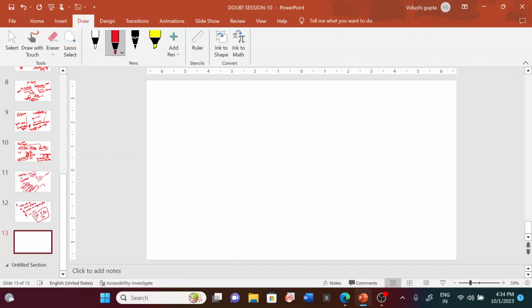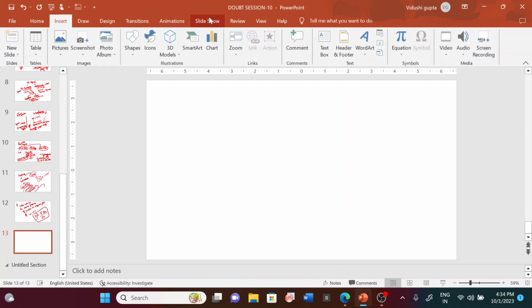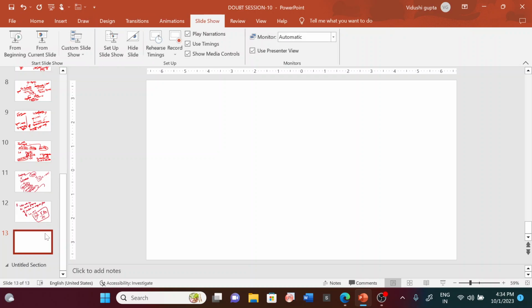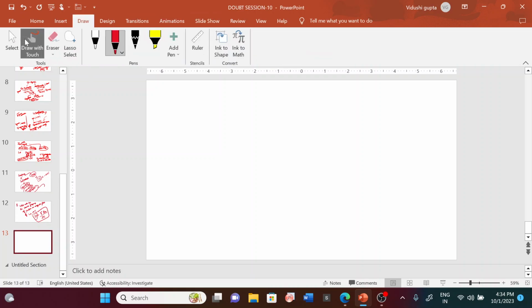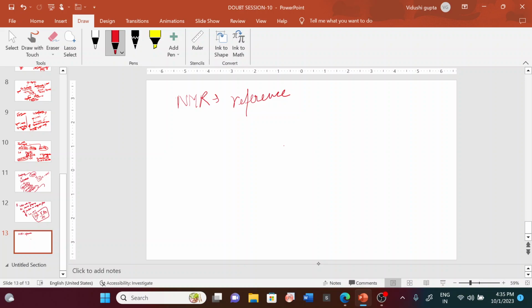In NMR, to record NMR samples, we use a reference. And what is the reference for NMR? TMS, tetramethylsilane.